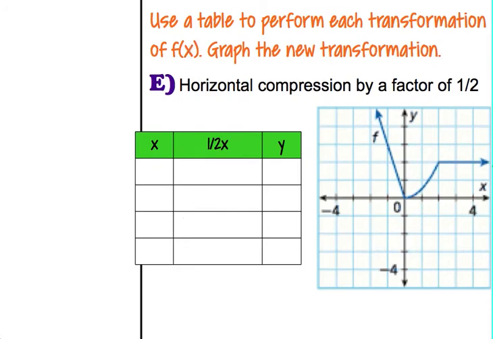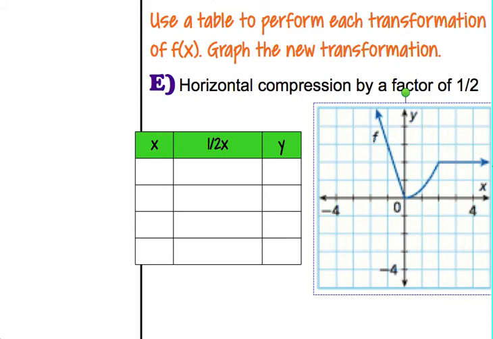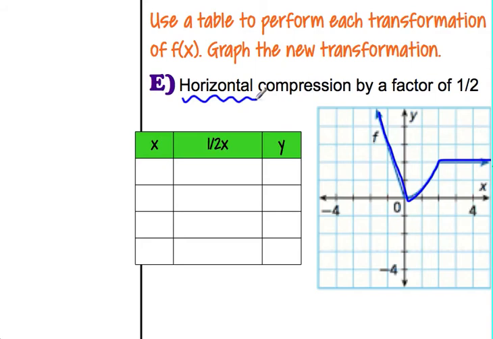So we have here this graph of this function that goes from left to right. Let's go ahead and try to get a pen here. It goes down, and then it curves up a little bit, and then it goes flat. And we're going to horizontally compress this by a factor of 1/2. Because it's horizontal, that means we're changing the x-coordinate. That means my y-coordinate is going to stay the same.